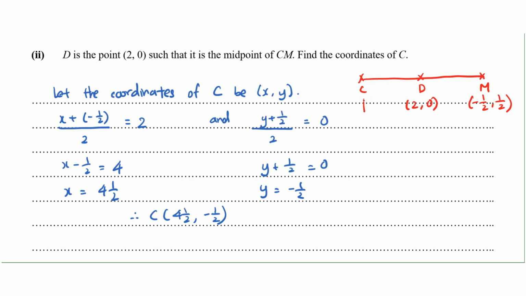So we are left with finding out what C is. What we will do in this case is to first define C to have the coordinates (x, y). Then we will use the midpoint formula to relate C and M to D. So based on the x coordinate of D, we will achieve this equation, and based on the y coordinate of D, we will achieve this equation. Then we find that x equals 4½ and y equals -½. Therefore, answering the question, we get the coordinates of C to be (4½, -½).